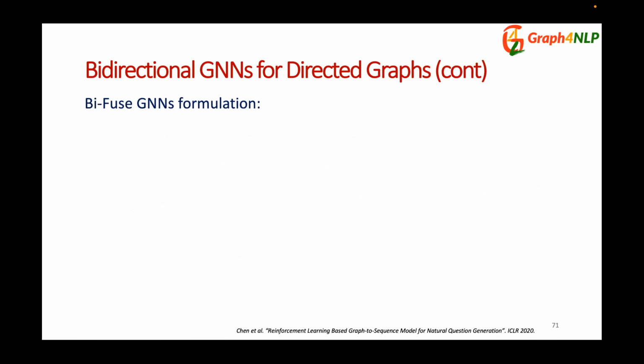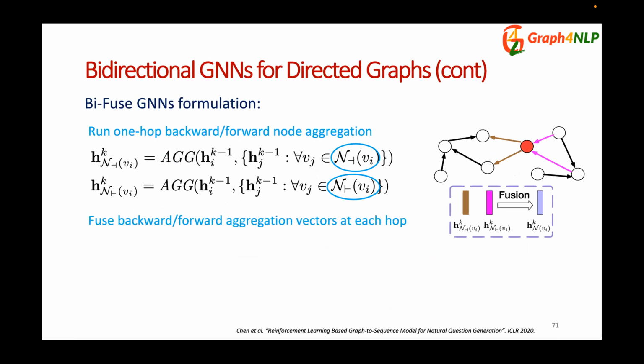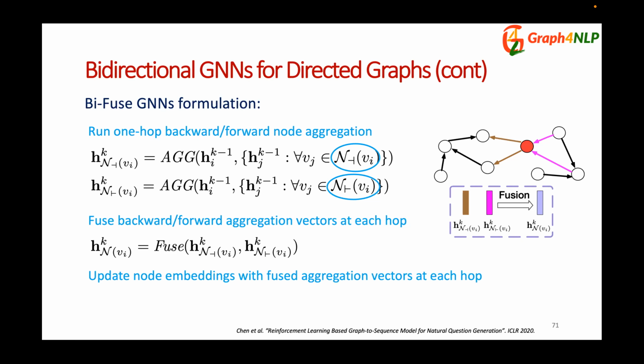The second variant we will introduce here is called BiFuse GNNs. In the first step, we run one-hop backward and forward node aggregation, which gives us two node aggregation vectors: one for incoming edges, the other for outgoing edges. Then we fuse these two aggregation vectors at each hop to get a fused node aggregation vector. At the last step, we update the node embeddings using the fused aggregation vector. We repeat these three steps at each hop of the GNN.